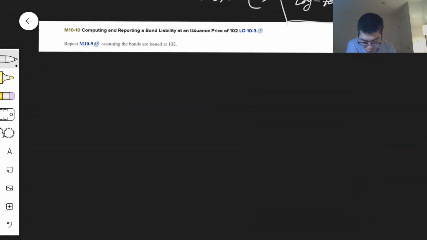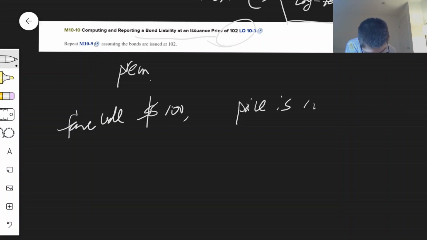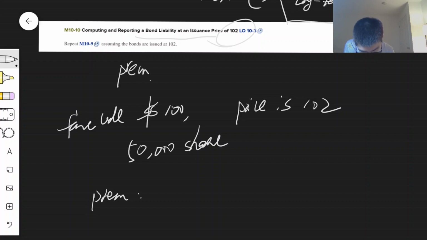And here, compute and report a bond liability priced at 102. So that is a premium, right? Again, the face value is $100. And now the price is 102. And it's 5,000 shares. And each share's premium is the selling price 102 minus 100, which is $2.